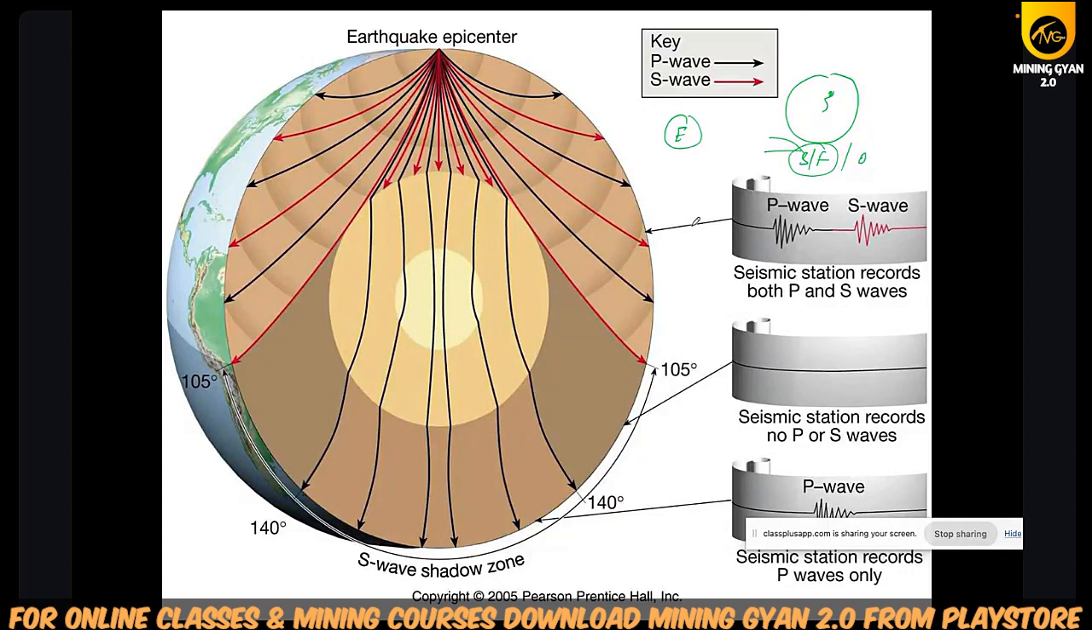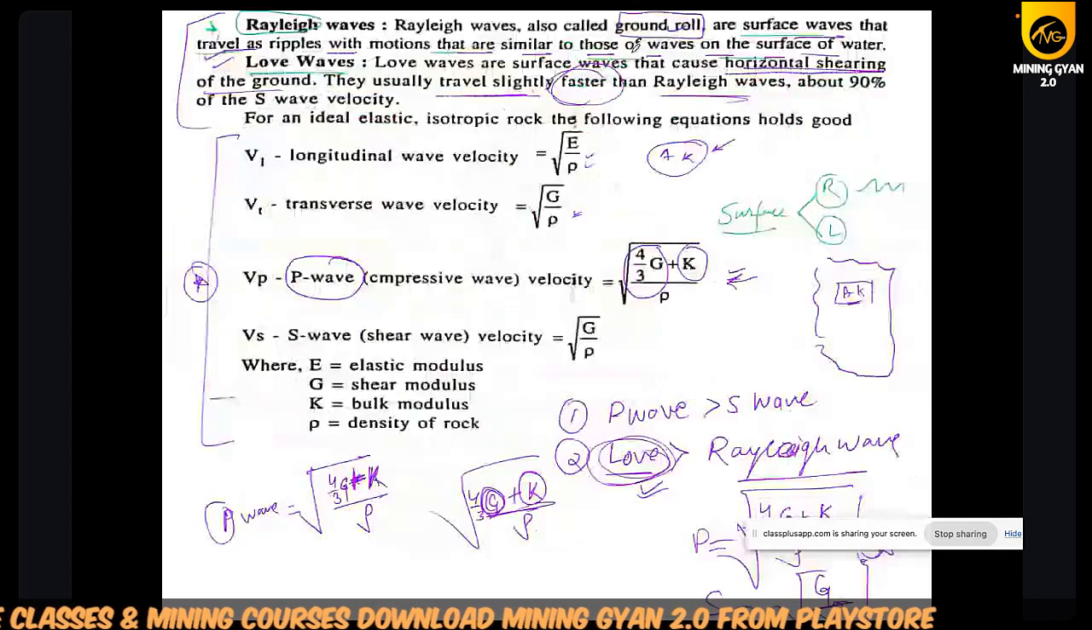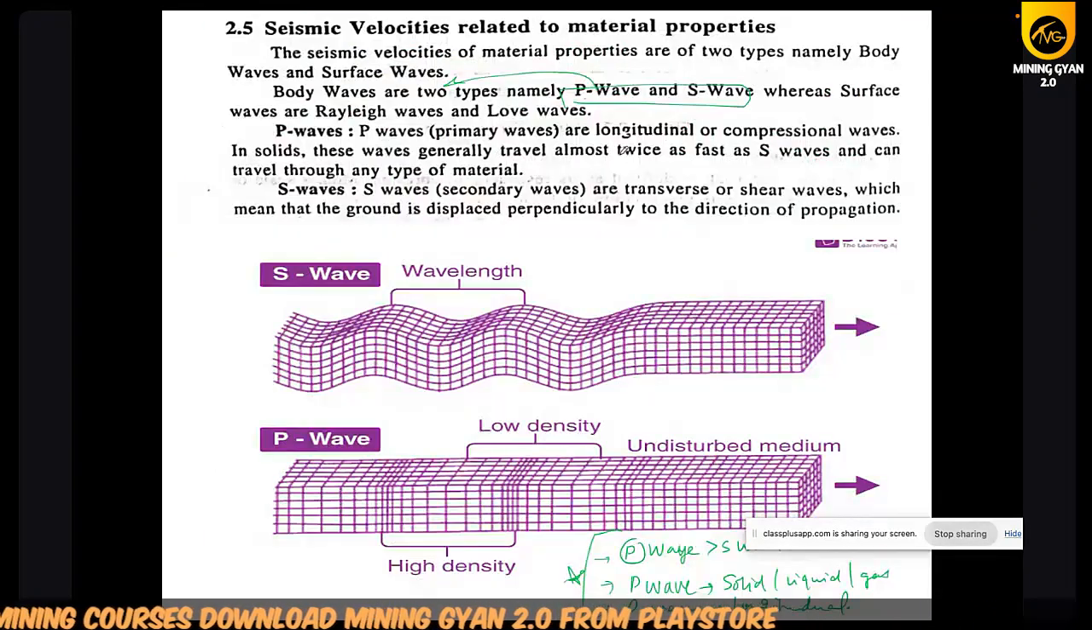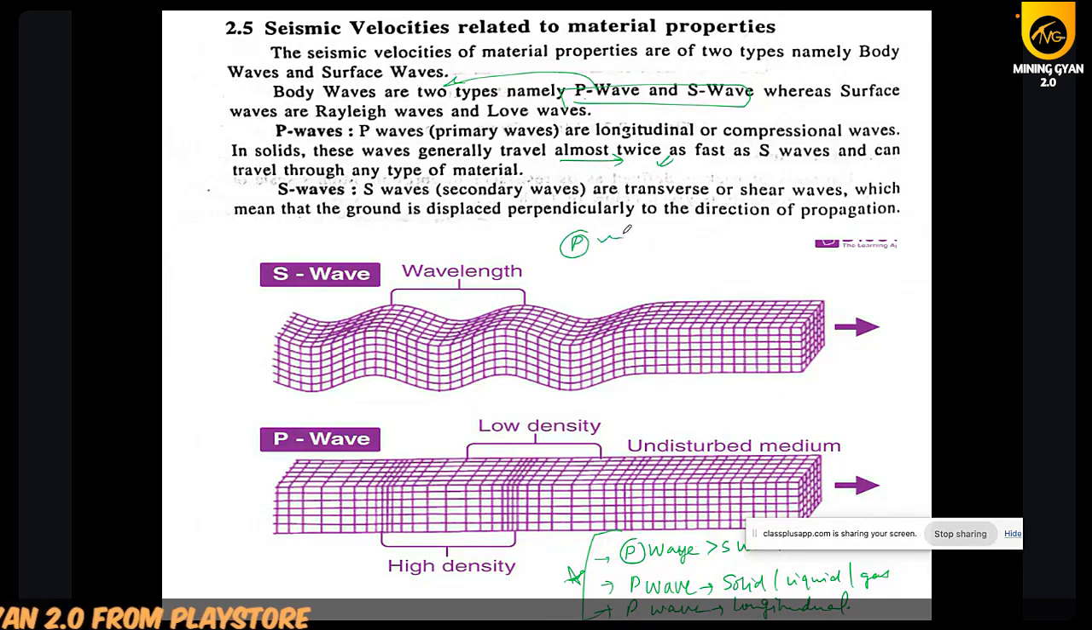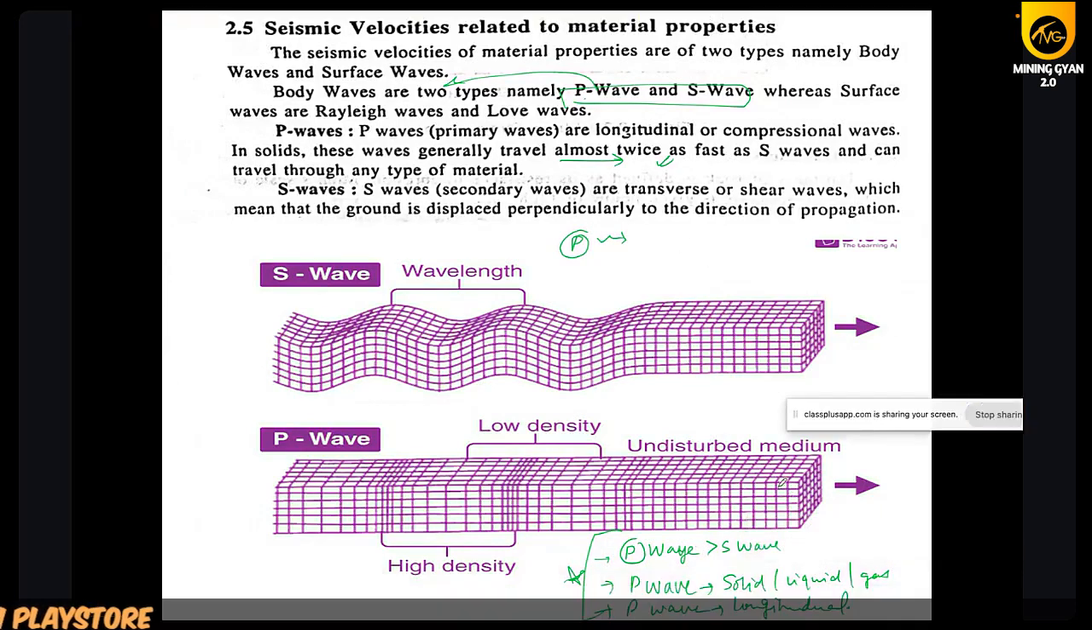I told you to remember a few points related to the P wave. What is the P wave? P wave is faster than the S wave. P means primary, S means secondary wave. So the P wave is faster than the secondary wave, and its velocity is twice as fast as the S wave. I also told you to remember that the P wave can travel through all types of material, like solid, liquid, gas. And third, you should remember that the P wave travels longitudinally.